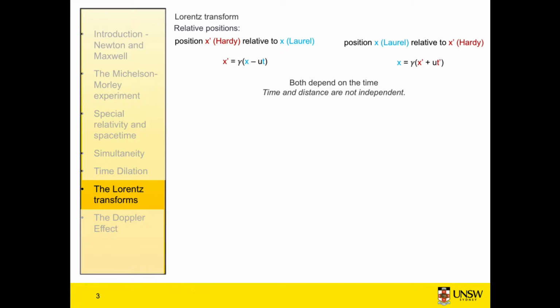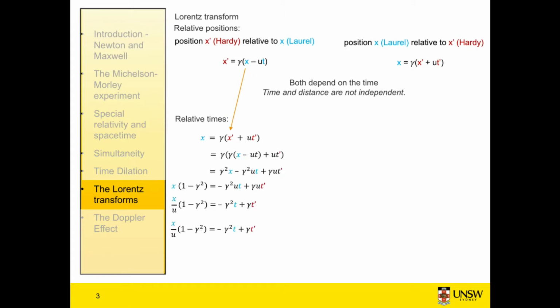And since they both depend on time, we can use those equations to find the Lorentz transform for our position in time. So we'll start with our equation of Laurel's position relative to Hardy, x is equal to gamma times x dash plus ut dash. And we'll substitute into it our formula for x dash. When we expand that and simplify it down, we find that t dash is equal to gamma times t plus x on v times the factor 1 minus gamma squared divided by gamma squared.